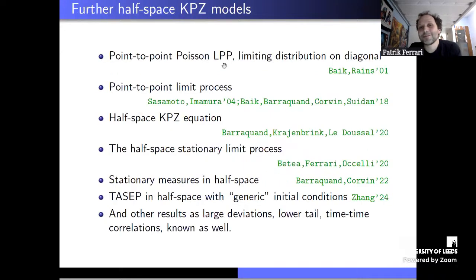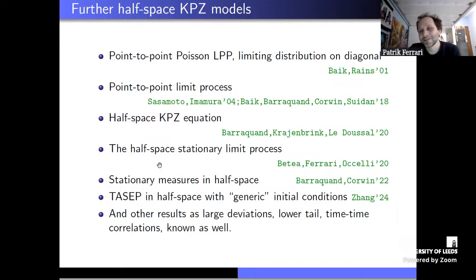Now, historically, the first result for the point-to-point last passage percolation was obtained by Baik and Rains, where they were looking at permutations and put some symmetry on the permutation, and they obtained another object. This is what I already mentioned. And more recently, there were analogous results for the half-space KPZ equation, or the half-space stationary limit, that was also a work with Alessandra and Dan.